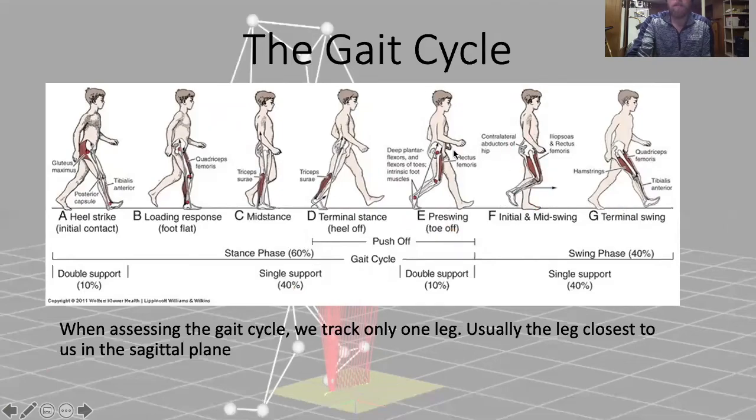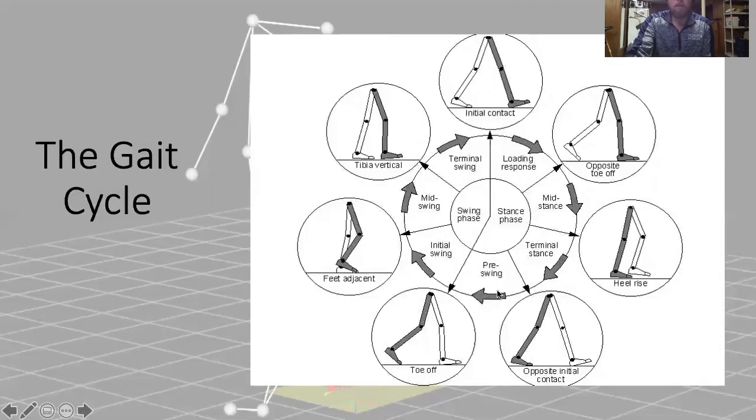So this graphic right here kind of combines initial and mid-swing, whereas this one, pre-swing, initial, and mid, they're a little bit separate. And they kind of separate out the movement of the leg during the swing phase with a couple in particular: toe off, feet adjacent, and tibia vertical. So feet adjacent means that the 2 feet are right next to one another. Adjacent means next to one another. Then we have tibia vertical, where that's exactly like it sounds.